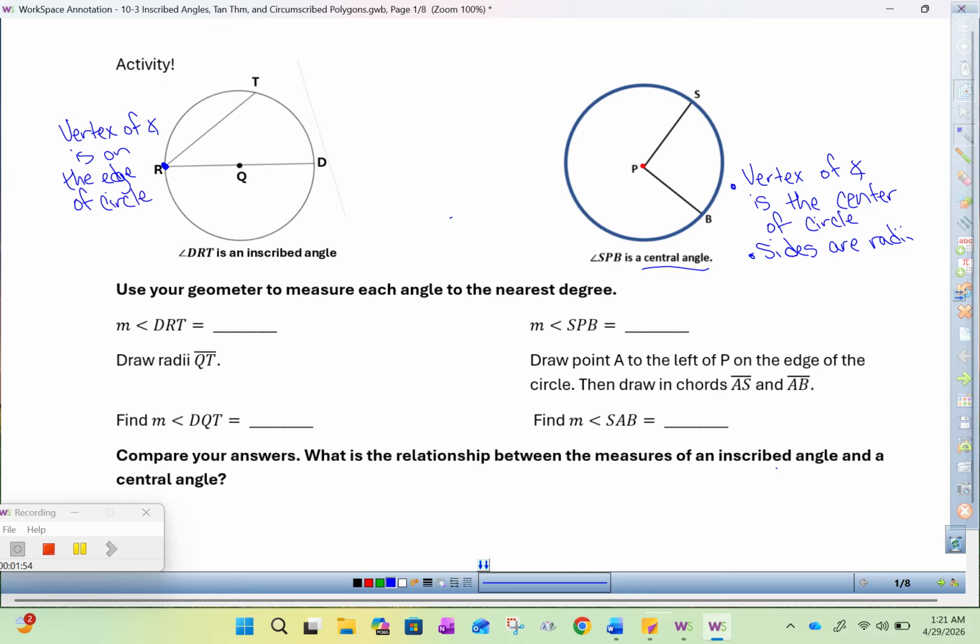Okay. And then the sides can either be a chord, like RT is, or it could be a diameter, like RD is. Okay, they could both be chords, but we can't have them both be diameters. Okay, so sides are chords, usually, but could be diameter.